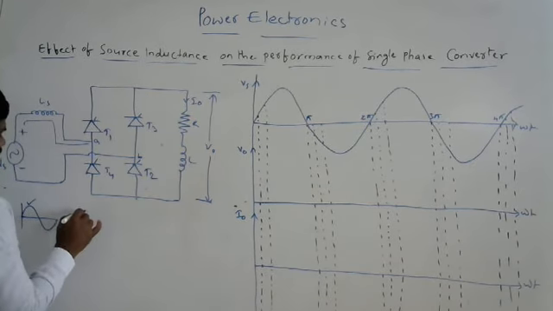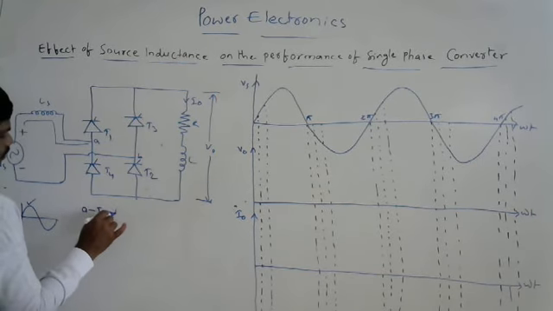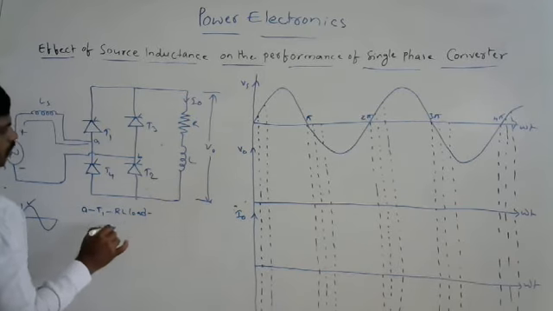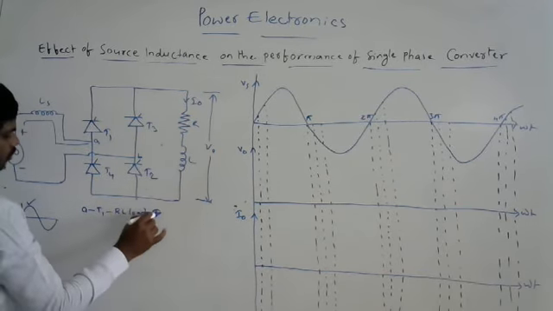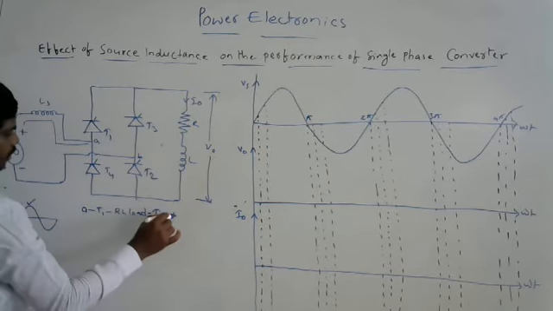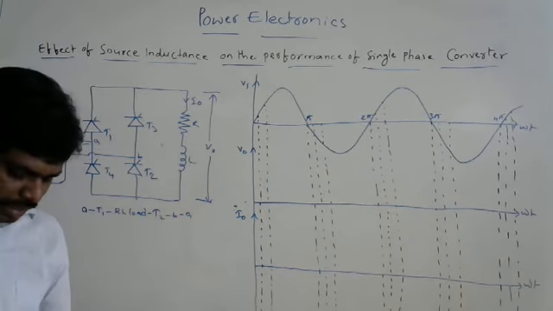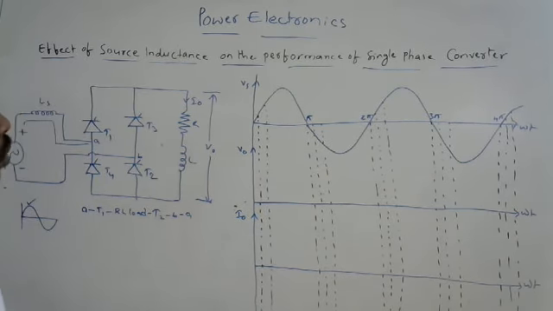So first we will start from A to T1, T1 to the RL load, then back to T2, then B to A. So the current is flowing like this. Here, if there is no source inductance, the current will flow directly, no problem for that.